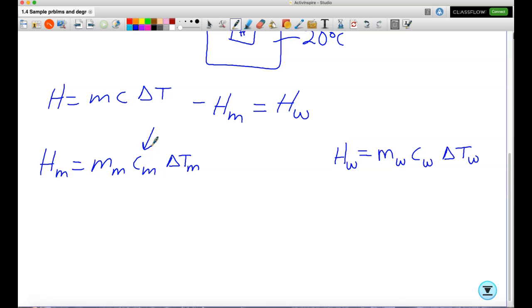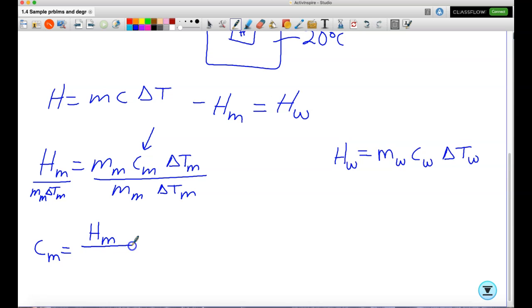Let's rearrange that one first, by dividing both sides by the mass of the metal and the temperature difference of the metal. That tells us that the specific heat of the metal equals the heat that leaves the metal, divided by the mass of the metal and the temperature difference of the metal. I know the mass, and I can calculate the temperature difference, since we've got the two temperatures, but I don't know the heat.